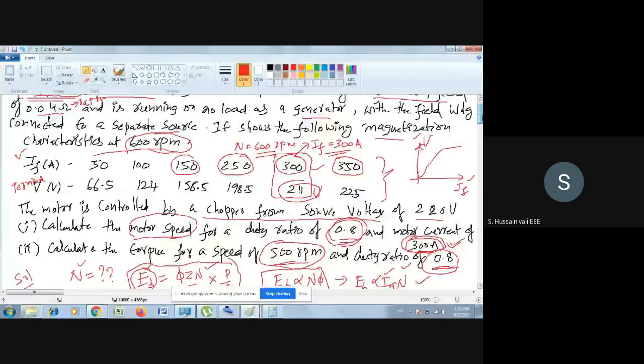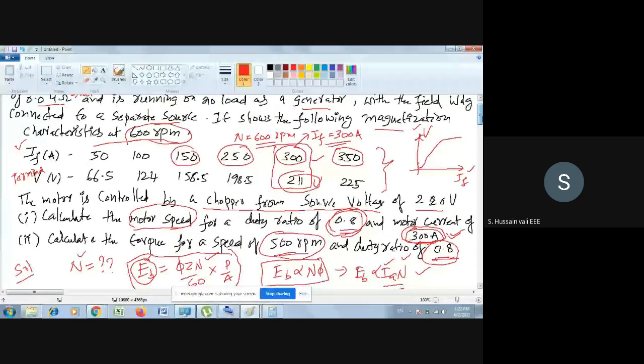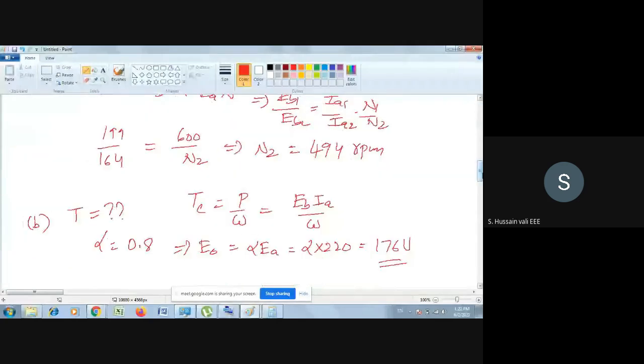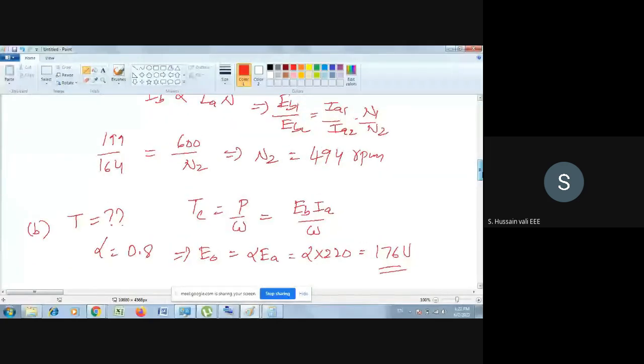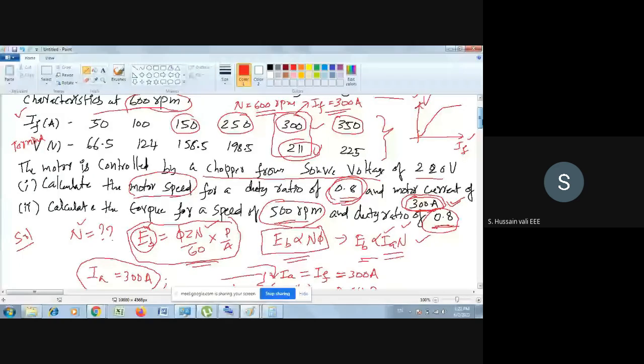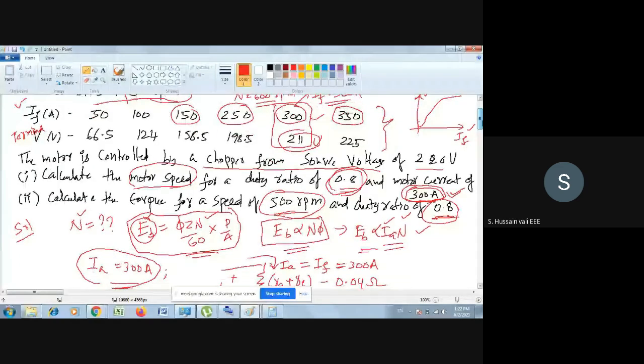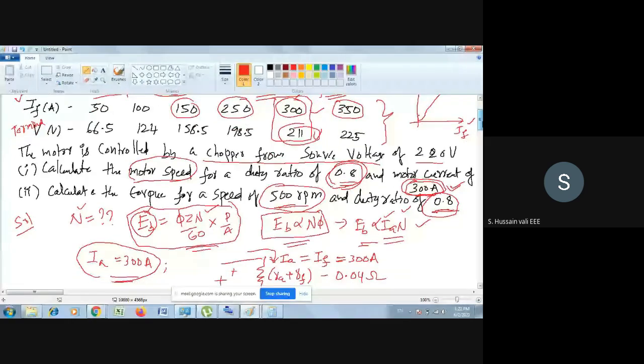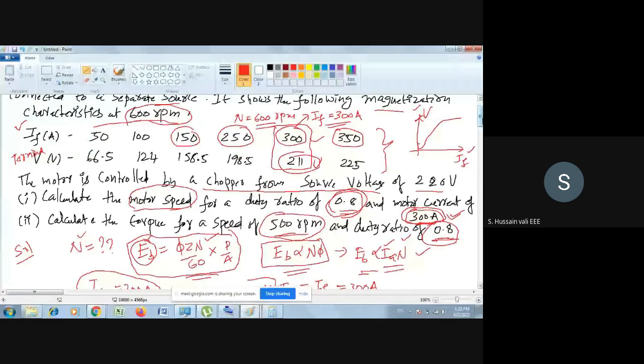We have been given the speed as 500 rpm. Then the duty ratio is 0.8. So when we have the duty ratio, then directly we can say what the voltage is here, 176 volts. So E naught we got directly. There is no doubt in that. Once we got E naught here, then we have to find out EB. To find out EB, I should know what IA is. How to find out IA now?